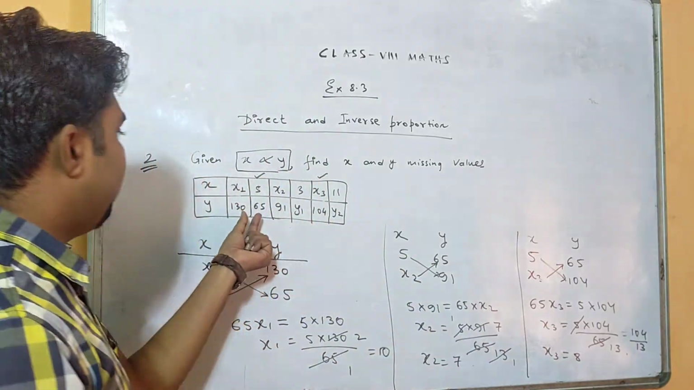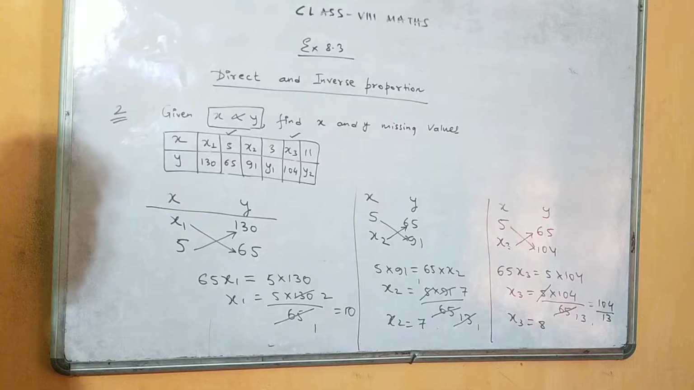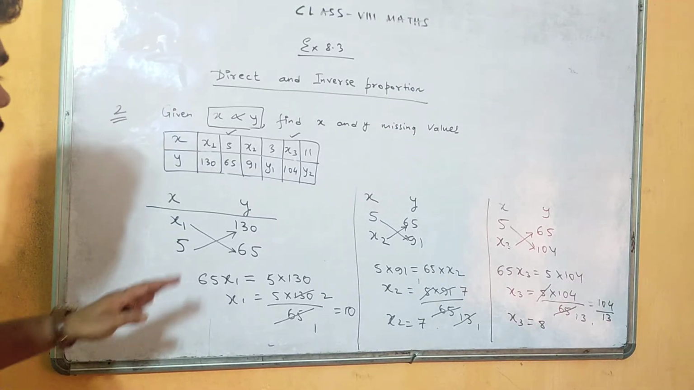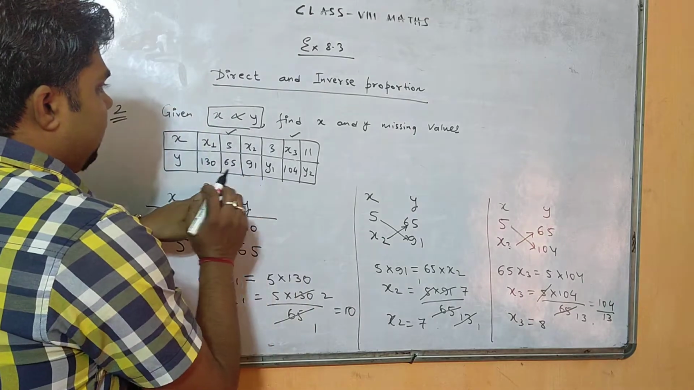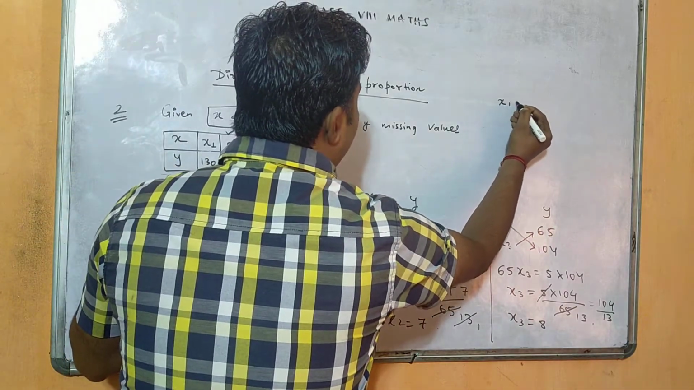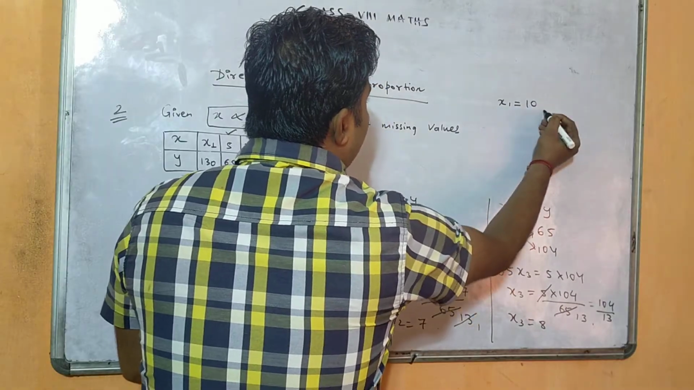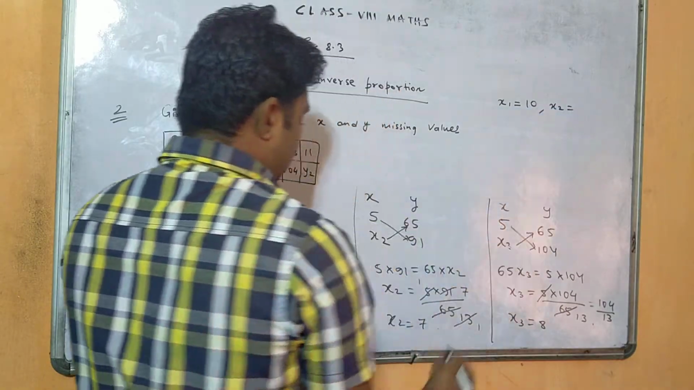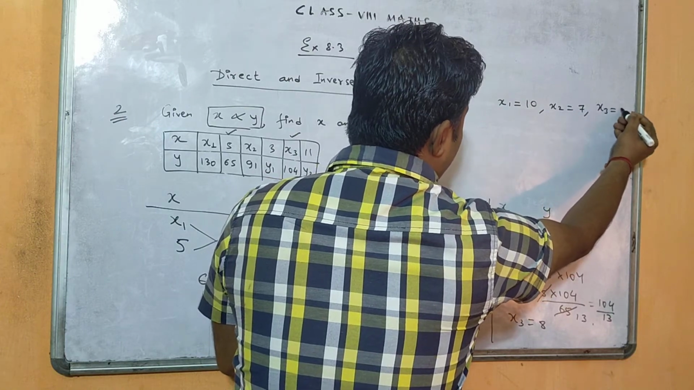Now what we have to find? We have to find y1 and y2. These two values are left. So I will be rubbing the board. Before that I will write the values which we have got. x1, how much have we got? 10. x2 we have got 7. And x3 we have got 8. Right?